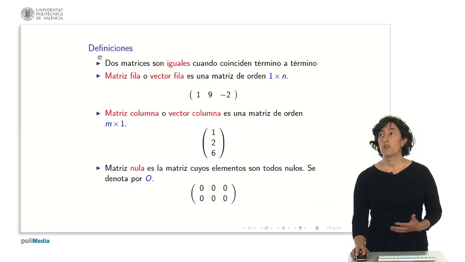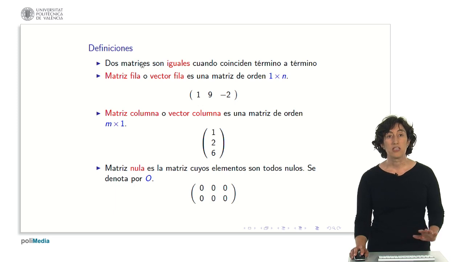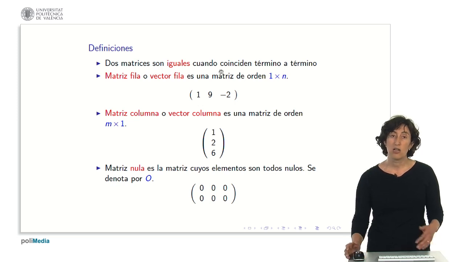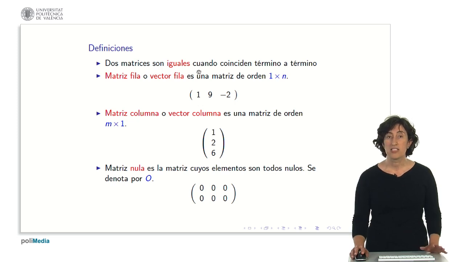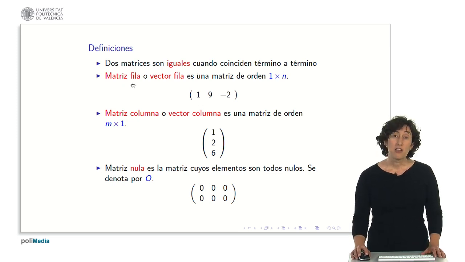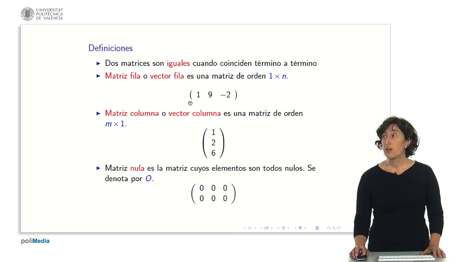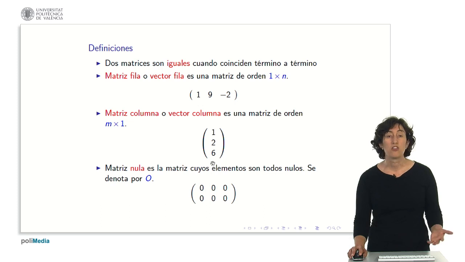So, the first and very important thing is to know that 2 matrices are equal when they coincide term to term. All their elements are exactly the same; if the numbers are located in different positions, the matrices would be different. We are going to call a row matrix, or row vector, a matrix of size 1 times n, and a column matrix or column vector a matrix of size m times 1. We are going to call the null matrix a matrix whose elements are all 0.